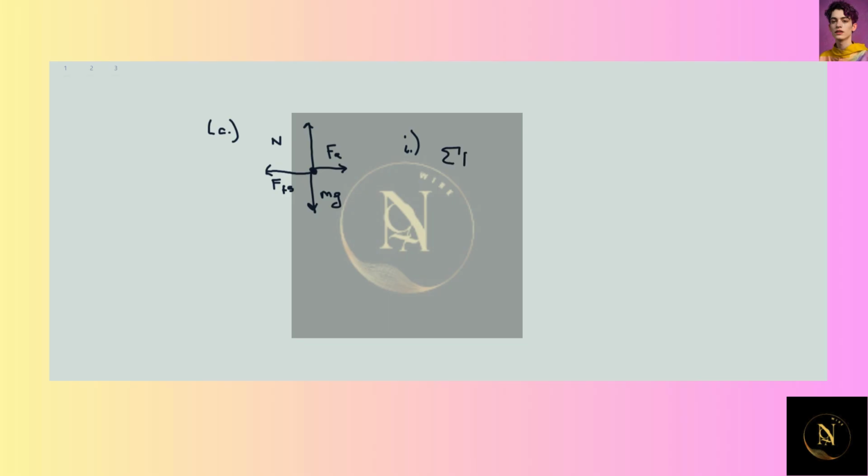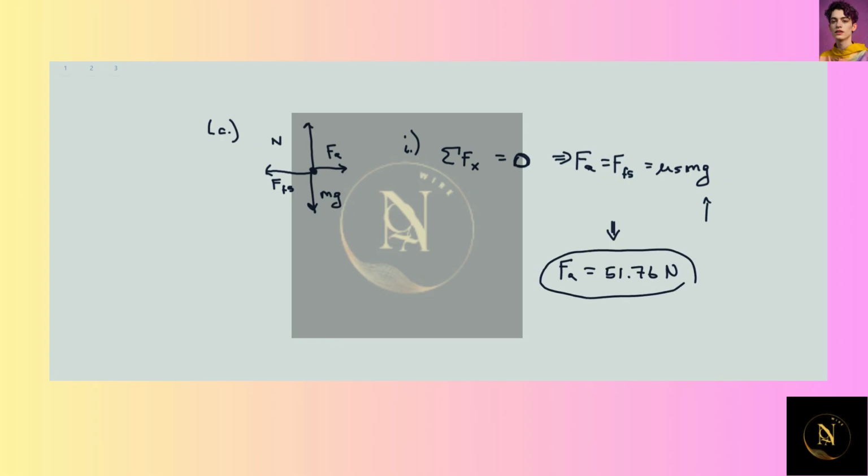Same thing, we're just going to do Newton's second law in the x direction. It's equal to 0 since it's not moving. When we write this out, we get the applied force is equal to the static friction force, which is equal to mu s mg. In this case, we have to take care when we plug in for g. It's not 9.8 anymore. It's what it is on the moon. When we plug all that in, we get the applied force is 51.76 newtons.